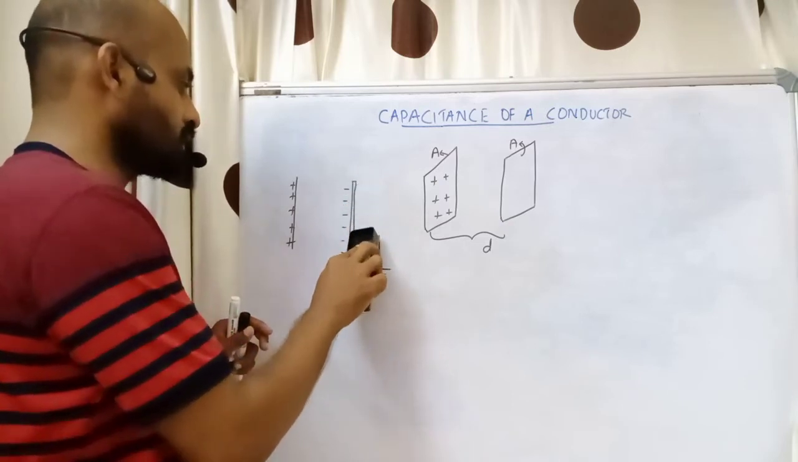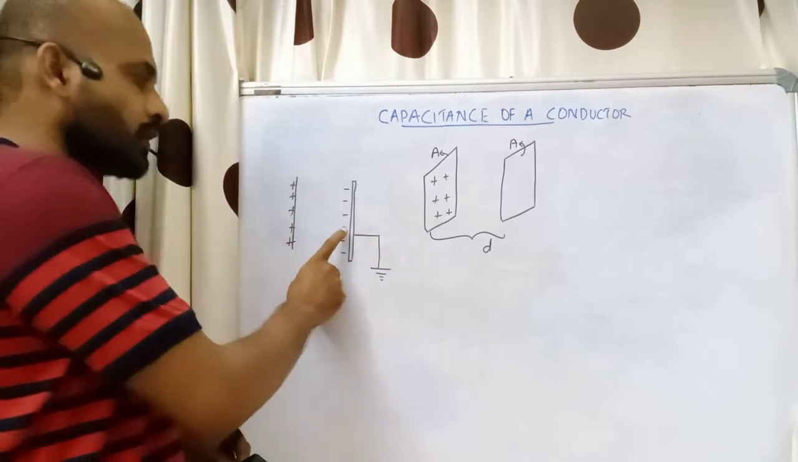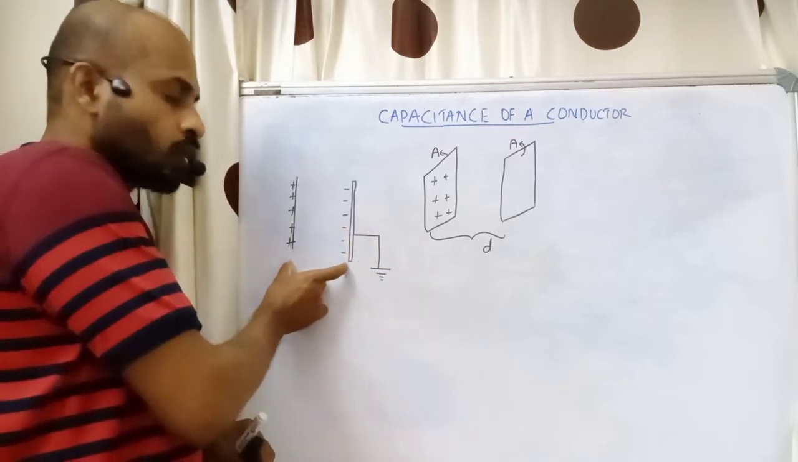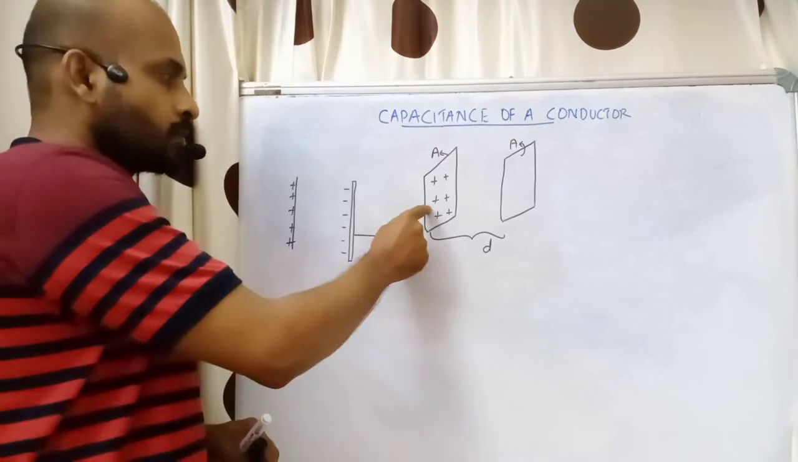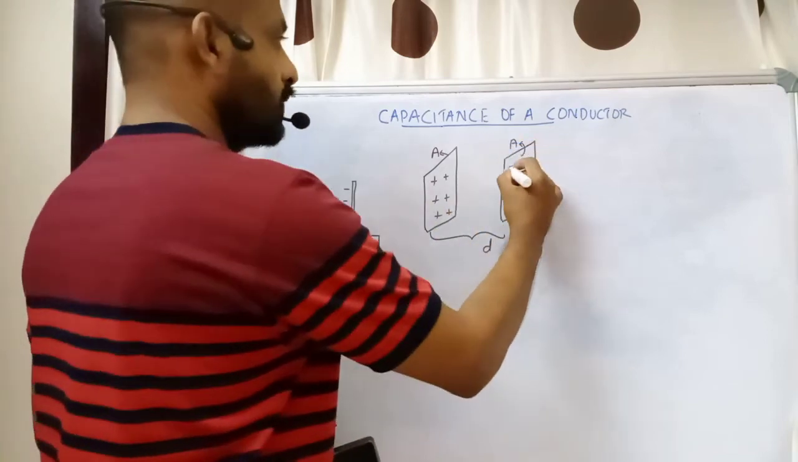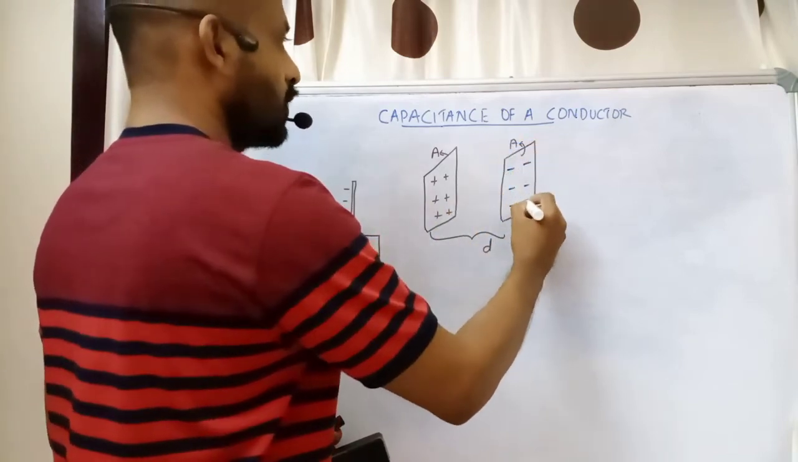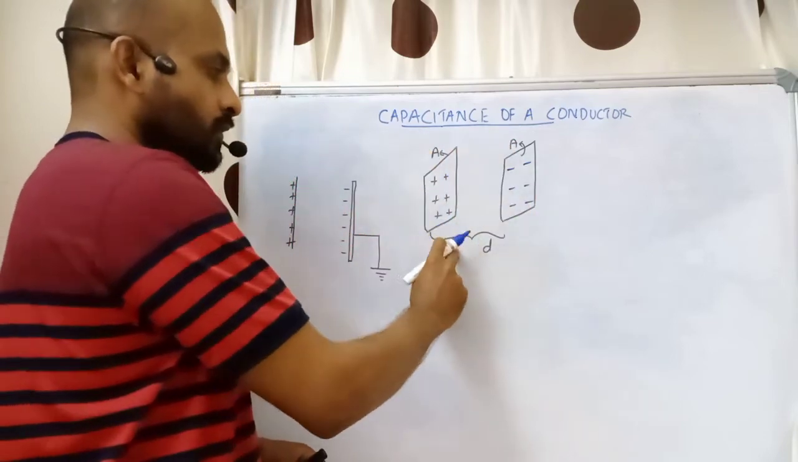Now this device has two conductors. One is positively charged, the other one is negatively charged. This is called a parallel plate capacitor. One plate is positively charged and the other plate is negatively charged. What is the area of each plate? The area of each plate is A and d is the distance between the plates.